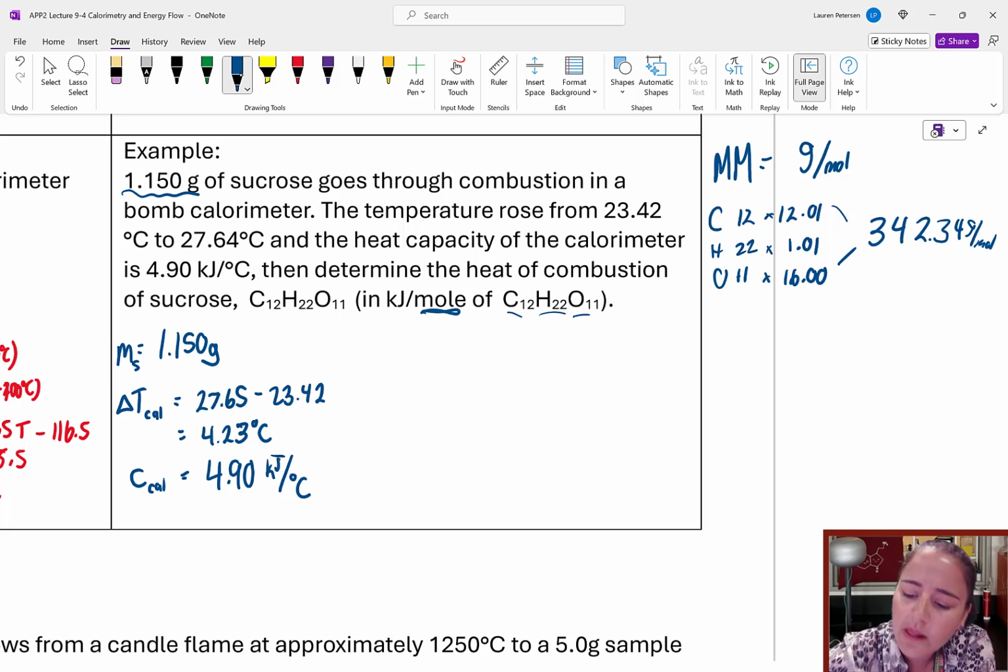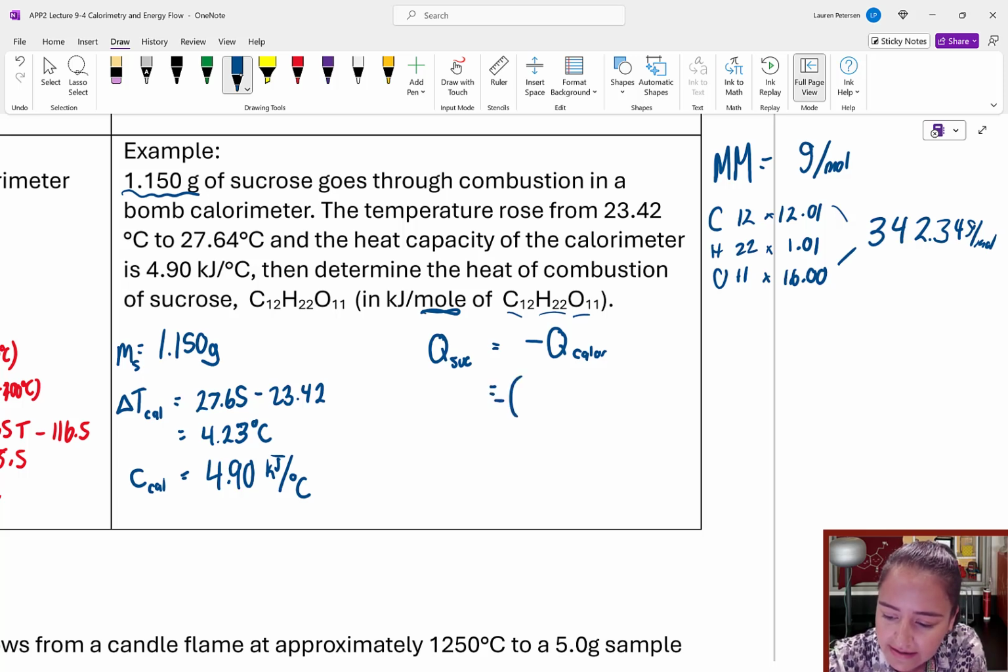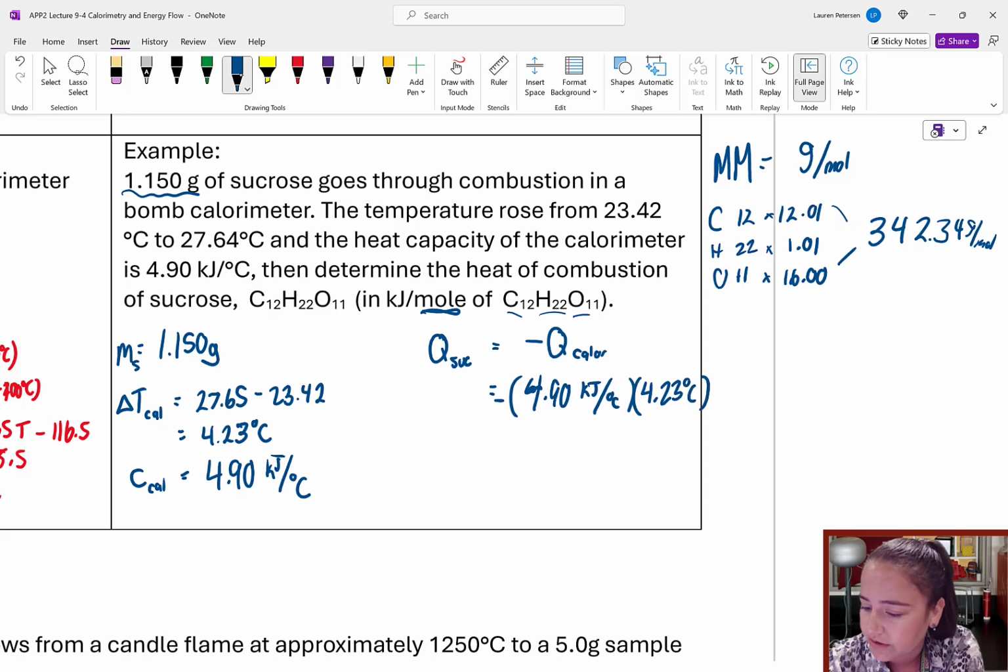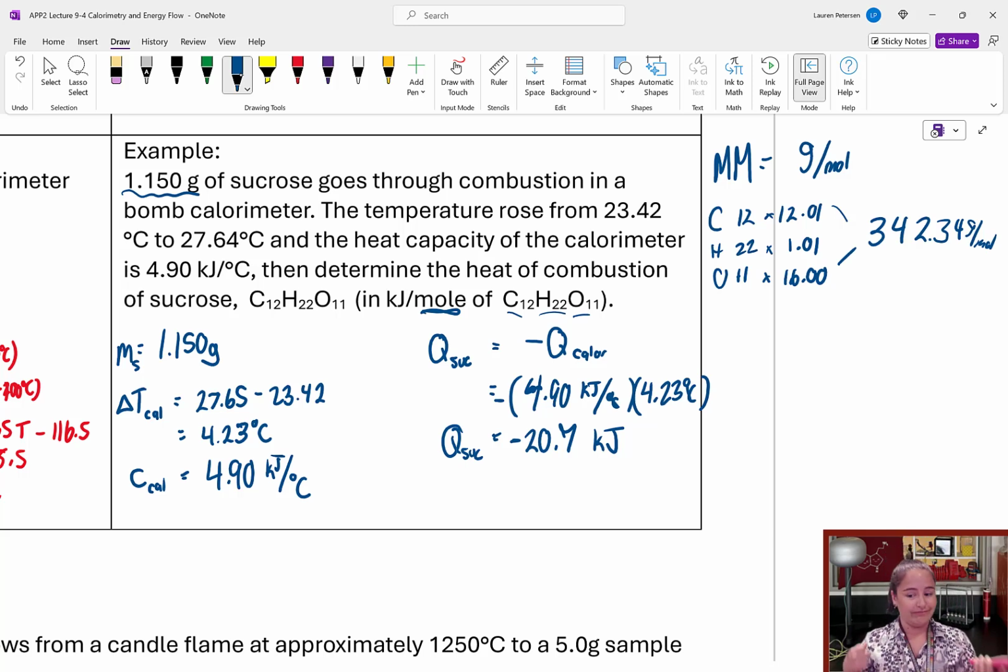So we know that Q of the sucrose will equal negative Q of the calorimeter, and we can find that. So we have the negative, and for the calorimeter, we have 4.90 kilojoules per degree Celsius times 4.23 degrees Celsius. Degrees Celsius cancel, we plug it into our calculator, and we get that the calorimeter absorbed 20.7 kilojoules of energy. So that must mean that Q sucrose is negative 20.7. That's how much energy it released in that combustion reaction. So that's our kilojoules.